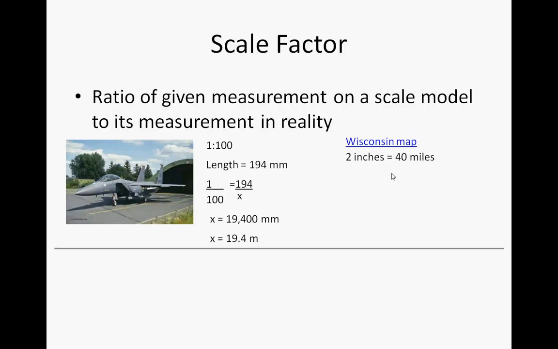Okay, so my scale factor then is 2 inches to 40 miles. I can set it up over here as a ratio, and it equals 7.5 inches, which is about the distance on my map from Eau Claire to Madison, over some miles that I don't know, cross multiply and divide, and I get x equals 150 miles.